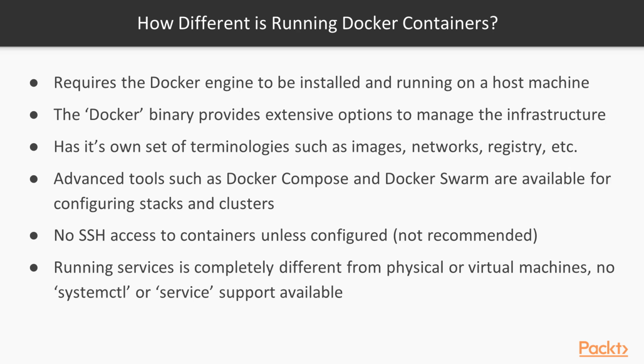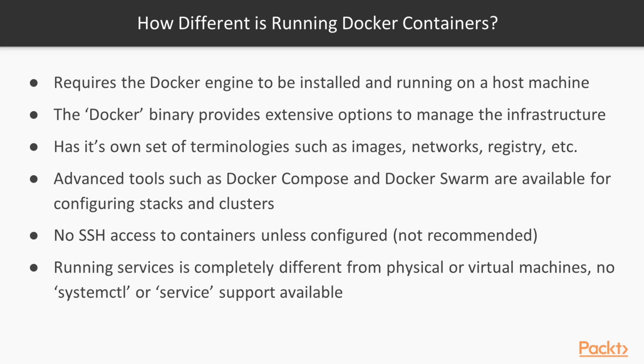We'll now quickly go through the ways in which a container environment is different from native operating systems. The Docker engine needs to be installed on the base host, and the Docker process needs to be running. By using the Docker binary, extensive management tasks can be performed on the entire Docker environment. Docker has its own set of terminologies such as containers, images, networks, registry, and many more. For complex scenarios, tools such as Docker Compose and Docker Swarm are available to create application stacks and clusters.